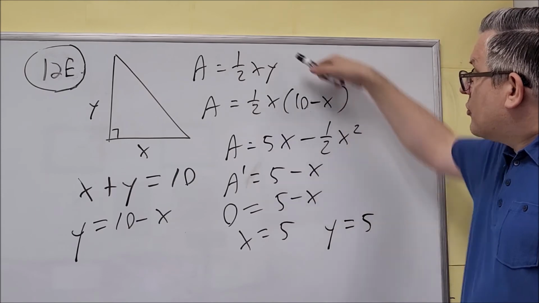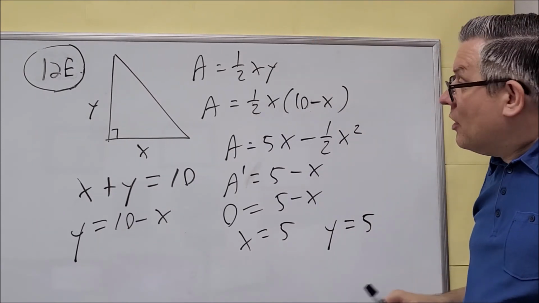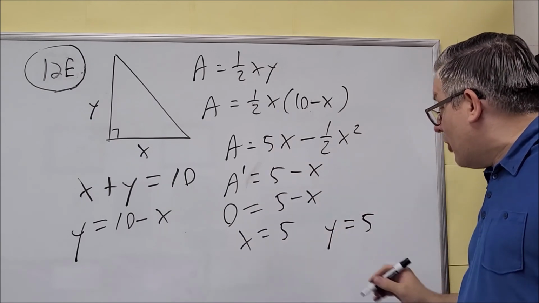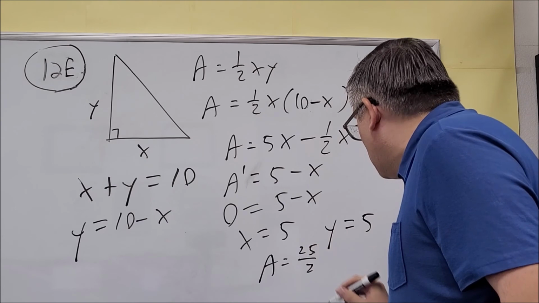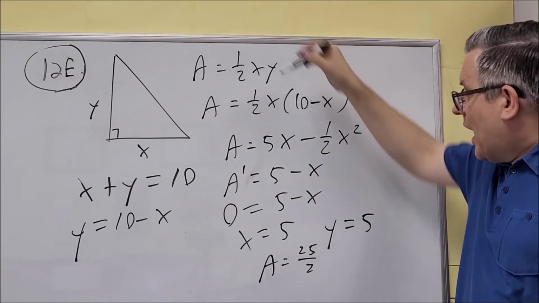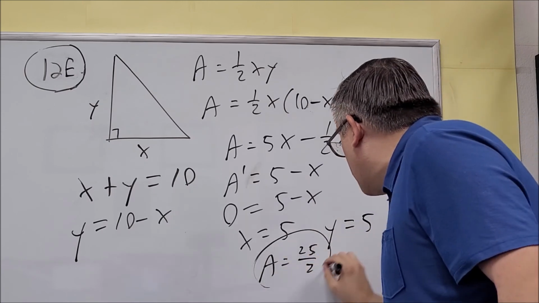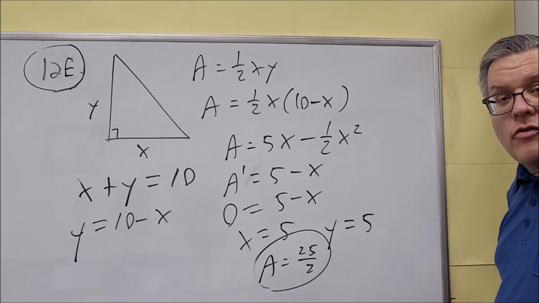Then you just put both of these back up into here, and that's going to be an easier formula to evaluate. I have 1/2 times 5 times 5, so in this case the area is going to be 25 halves. When I put that in there, x times x is 25, then half of that, so this right here is going to be your final answer. That would be the maximum area of this right triangle.